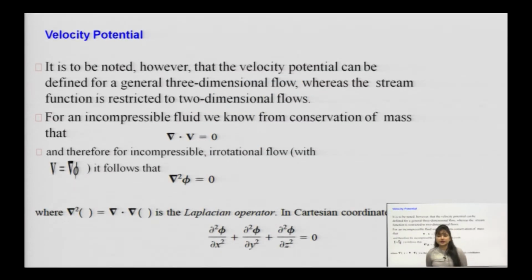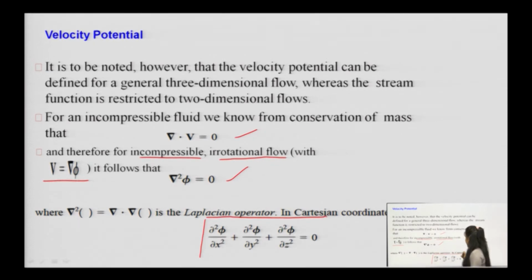Another thing which we can note down: the velocity potential function can be defined in 3D forms, whereas the stream function is restricted to 2D only, which we have already discussed. Now, for conservation of mass we can write the equation in this form, and if this incompressible flow has velocity as this, then the equation will come in the square form, and hence again we can see the existence of psi. Psi is the stream function, but we are discussing the velocity potential function.